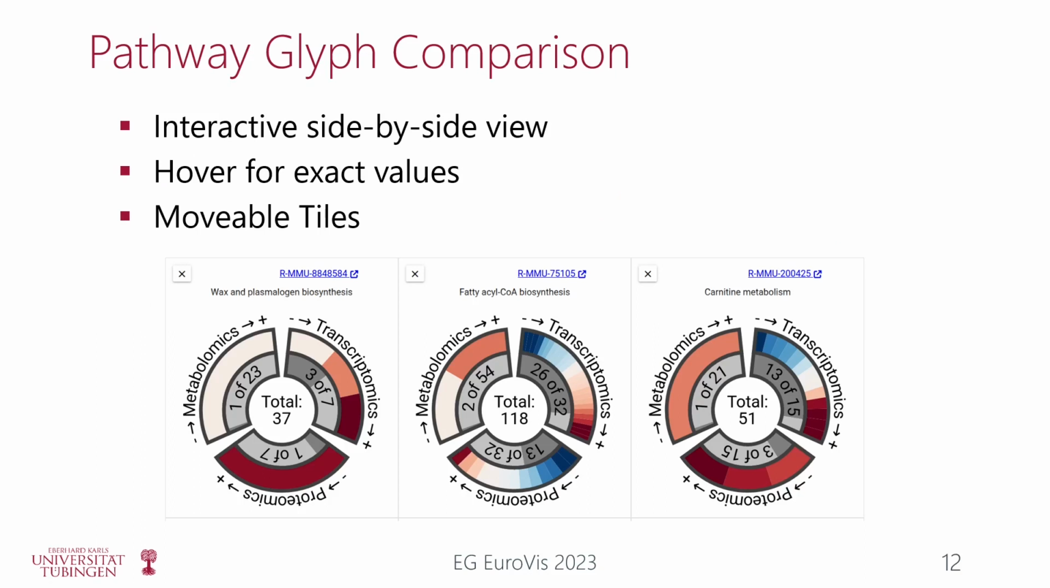This is an interactive side-by-side view for multiple pathways. The order of the cards can be changed via drag and drop. Here, the high detail version is used, and additionally, the glyphs become interactive, allowing the user to get numerical values for quantities like the individual measurements, as well as the averages for the omic types.